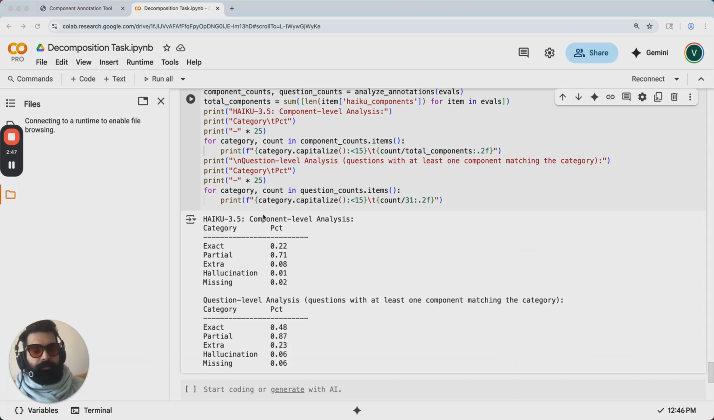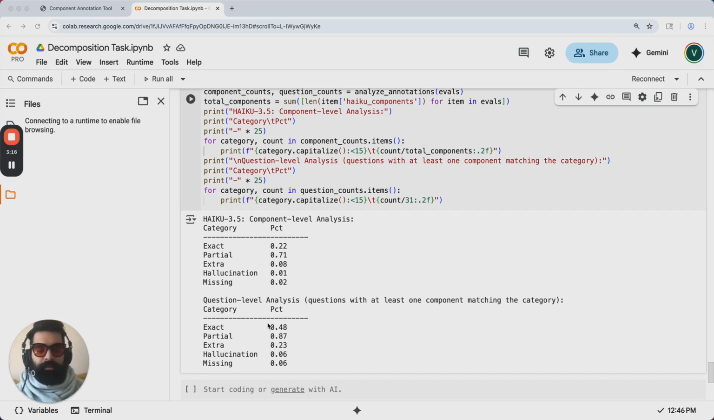So looking at a component level analysis, there were 138 total components across 31 questions that Haiku had generated. And 22% of the components were an exact match, 71% were a partial match, and then there were some extra ones, very few hallucinations, and very few missing components.